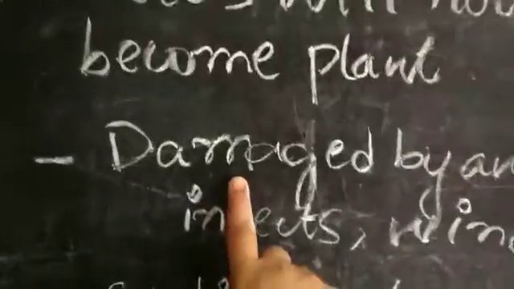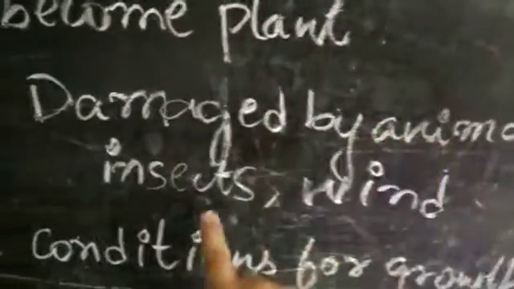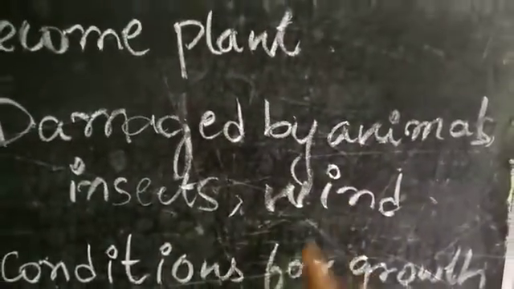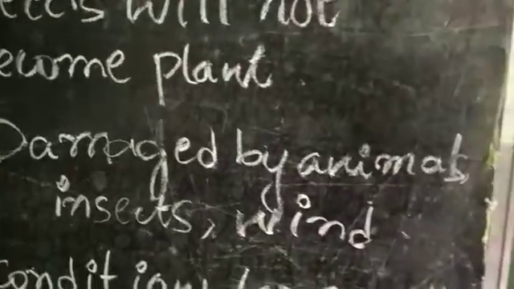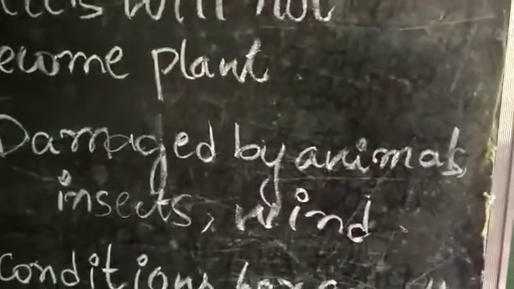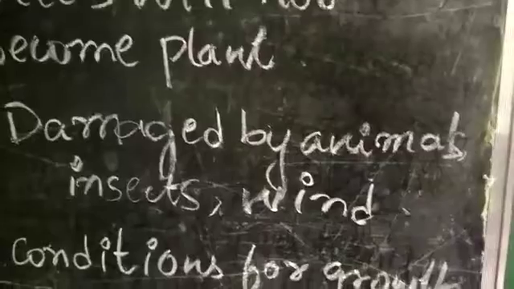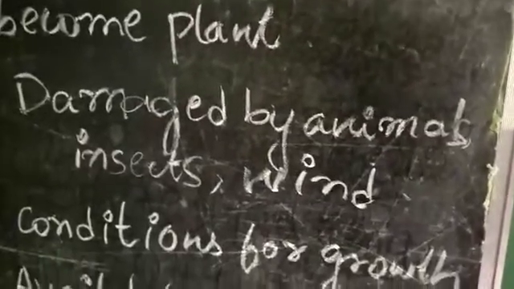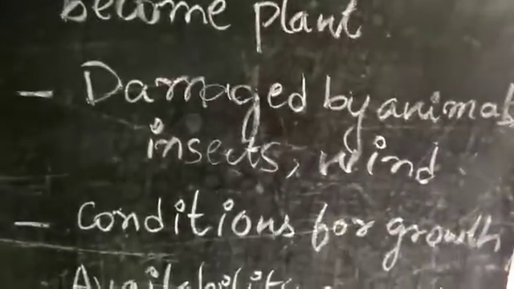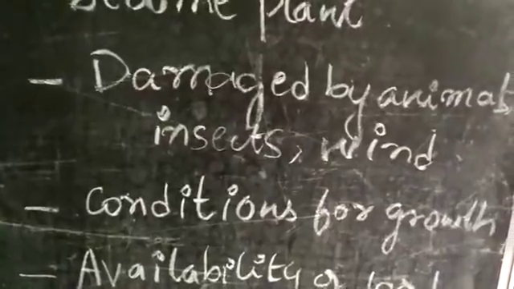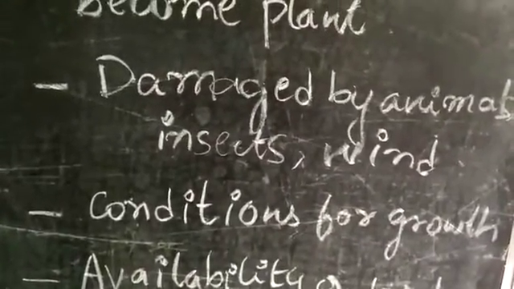Because a few seeds are damaged by animals, insects or wind. Animals like birds will eat seeds, no? If the seed which is put under the soil is damaged by an animal or insect or birds or wind, the seed will not grow. It is not in a good condition to grow.